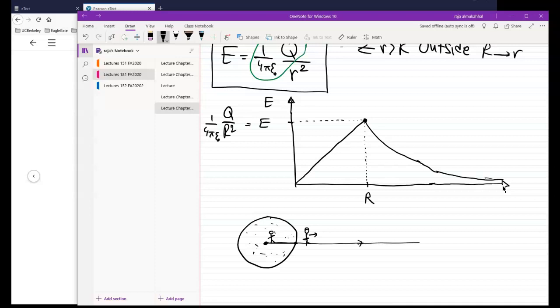So, anyway, one more problem I want to work on. I have at least 2 more examples, and then 1 problem from the homework.